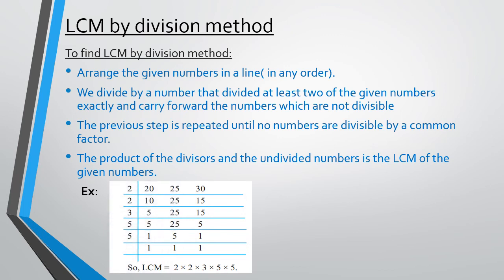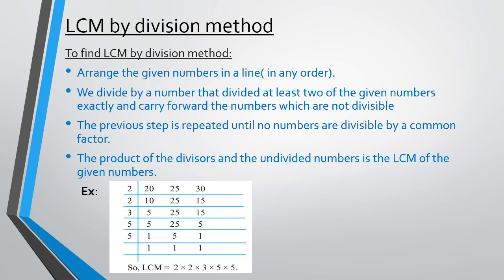Here the given numbers are 20, 25 and 30. Now we can either take 5 because it's a common factor. We can also take 3 because 30 can be divided by 3. Here they have taken 2. Okay, and we have divided 20 as well as 30 by 2, but 25 cannot be divided by 2, so it is just taken to the next step as it is. Then in the next step again we are taking 2 as a factor and we have divided 10 by 2 and the remaining is just taken to the next step.